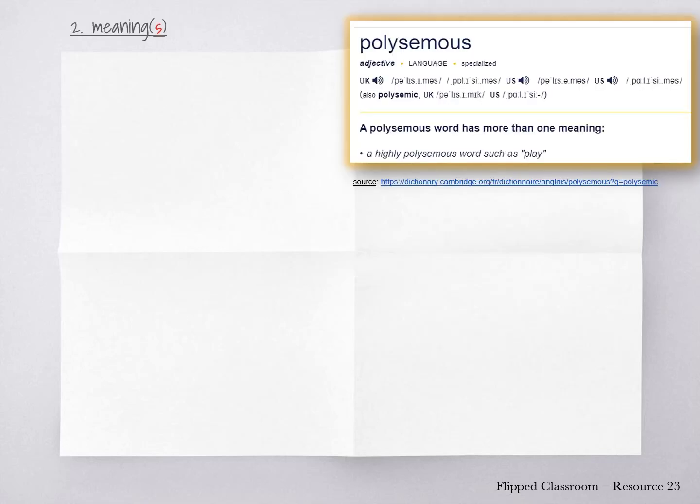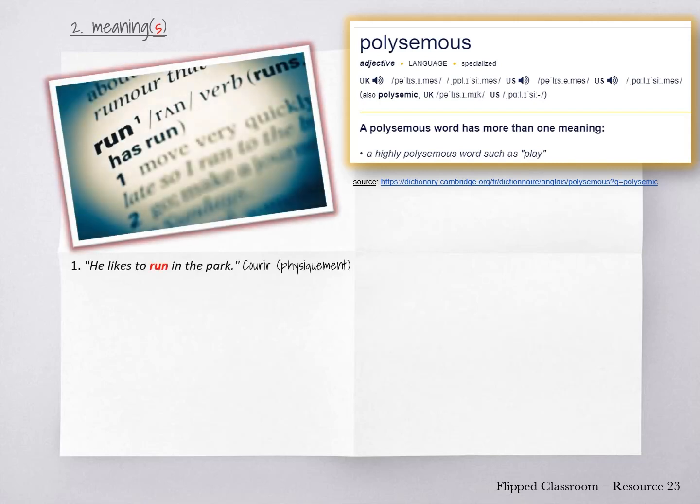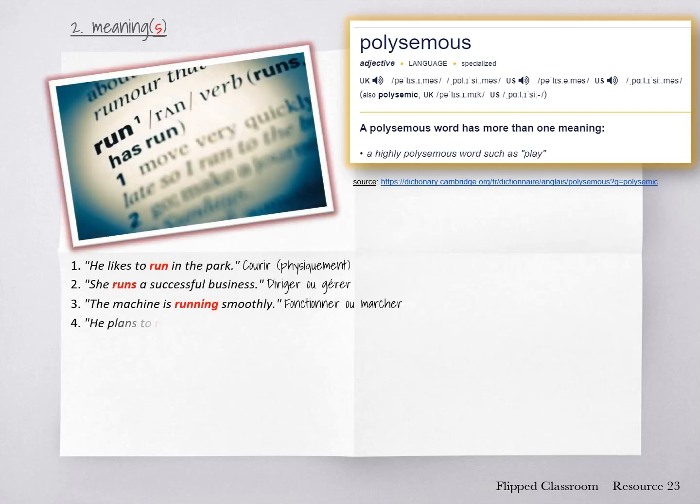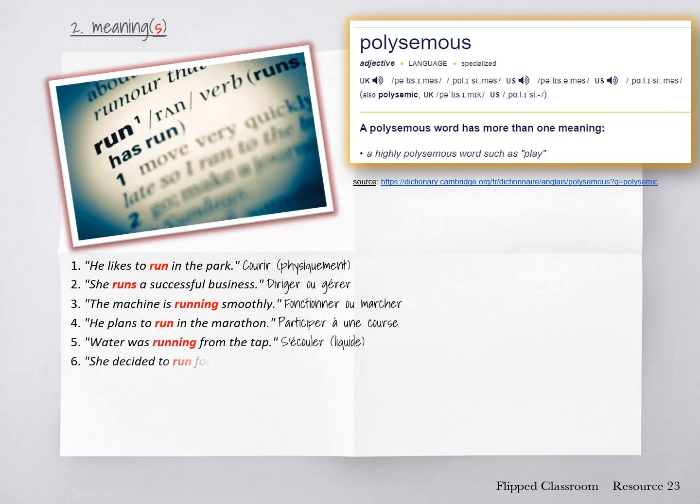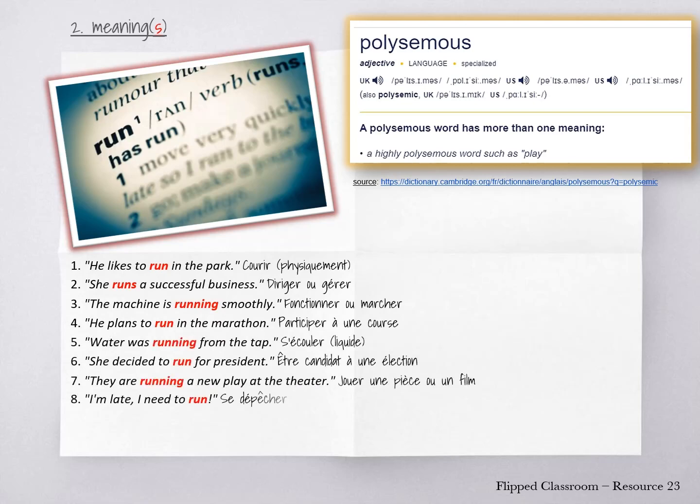Besides, the dictionary will indicate whether a word is polysemic. In other words, whether the word you are looking up has several different meanings, which is the case for the word run. As you can see, at least 10 different meanings are mentioned.